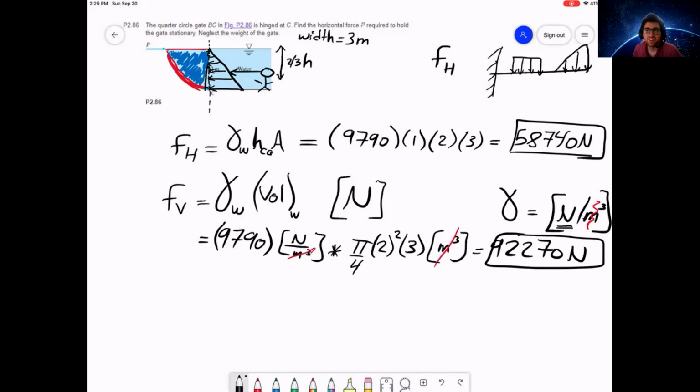Yep. And we need the location of this force. We found the magnitude, remember, right? For the horizontal one, we did find the center of pressure. For this one, we need to find also the location of this force. And where does weight act?